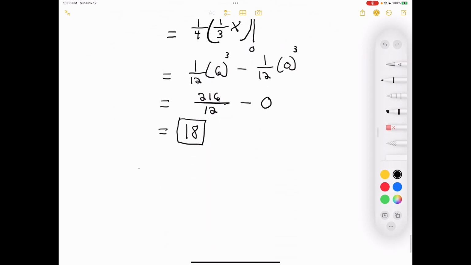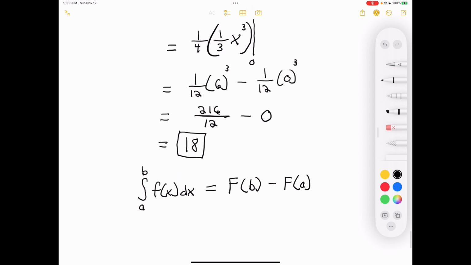And again, as a preview, I will show you the fundamental theorem of calculus. If you have a definite integral from a to b of f of x dx, that's equal to the antiderivative evaluated at b minus the antiderivative evaluated at a. And the antiderivative is also known as an indefinite integral. So our work checked out.